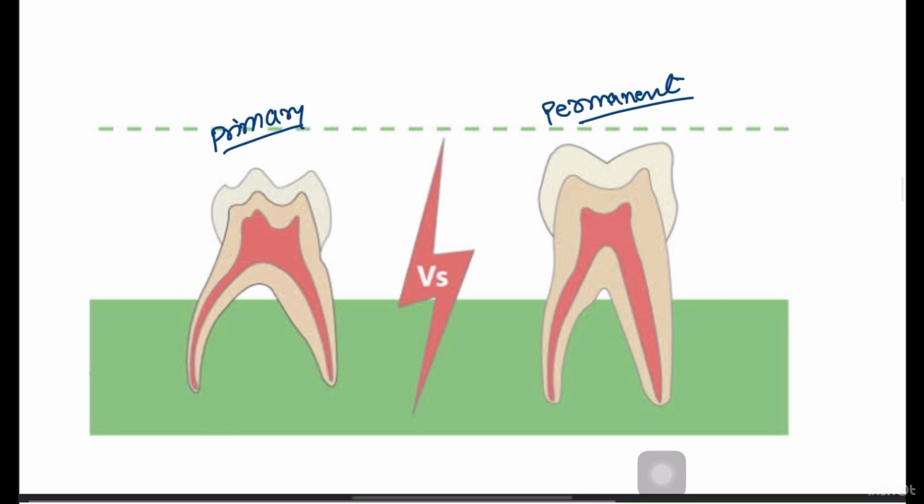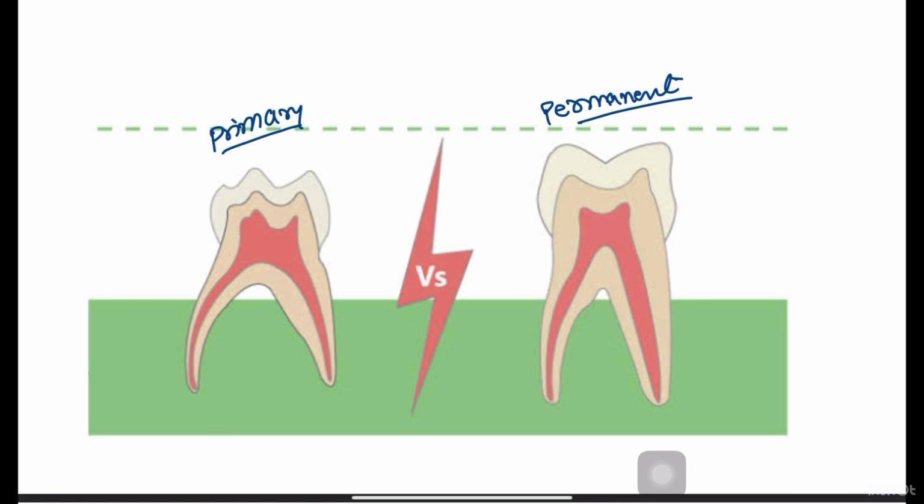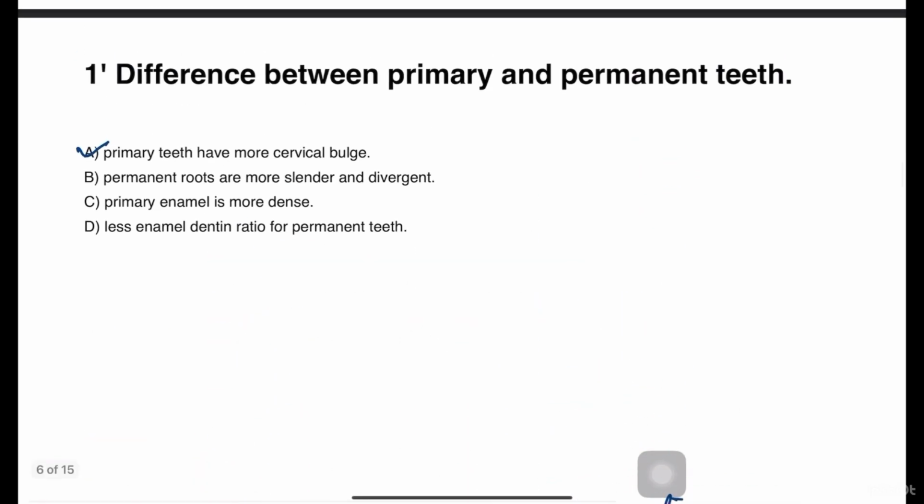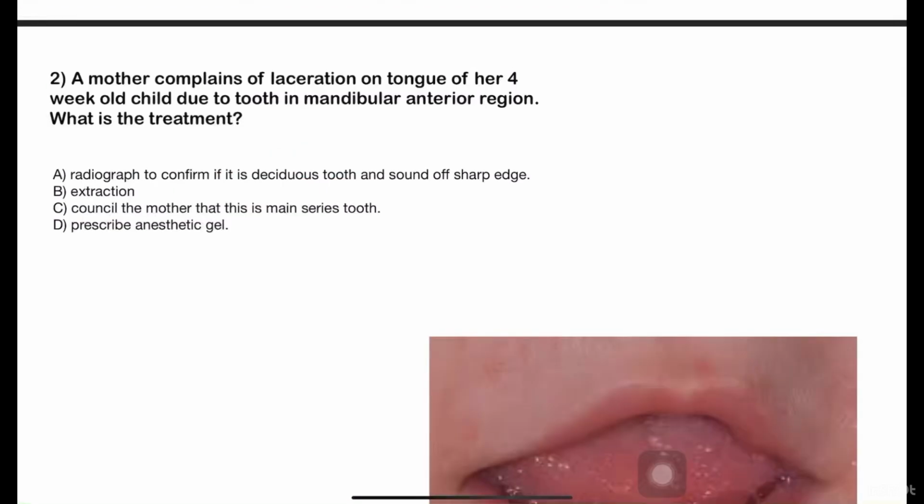Now let's look at the primary and the permanent teeth. Primary teeth have more cervical bulge in comparison to permanent teeth. Why do primary teeth have more slender and divergent roots? Because of the preceding succedaneous tooth underlying below this tooth. Next, there is more content of enamel and dentin present within the permanent teeth in comparison to primary teeth. So here our answer is primary teeth have more cervical bulge. Let's move forward to the second question.